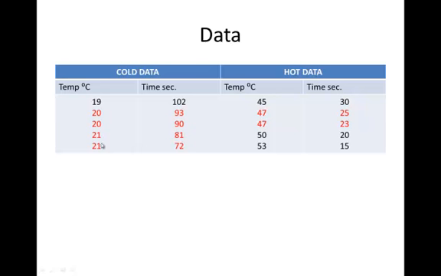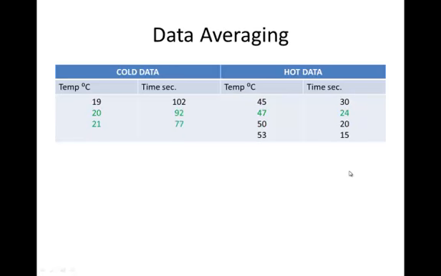Okay, so the first thing we'll do is we'll average 93 plus 90. We'll add those together, then take the total and divide it by 2. We'll do the same thing with 21. We will add 81 and 72 together, divide them by 2. And we'll do the same thing with the 47s. We'll add the two temperatures together and divide by 2. Let's take a look at what that results in.